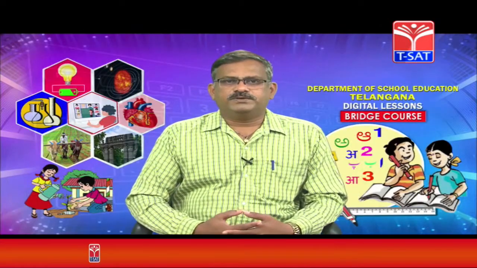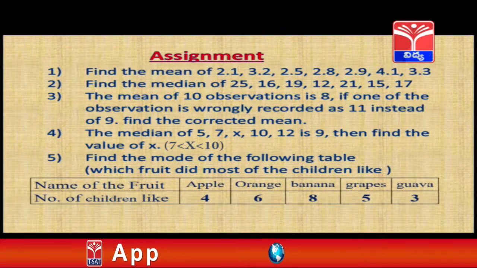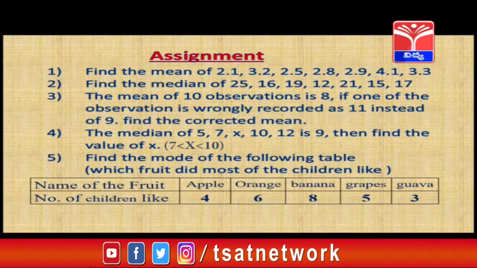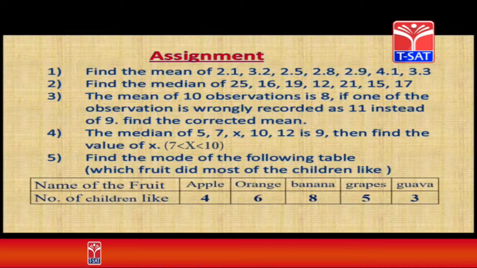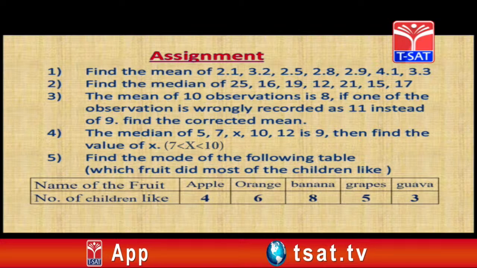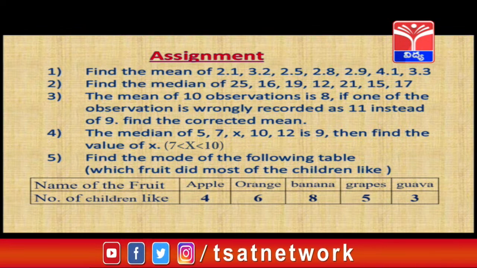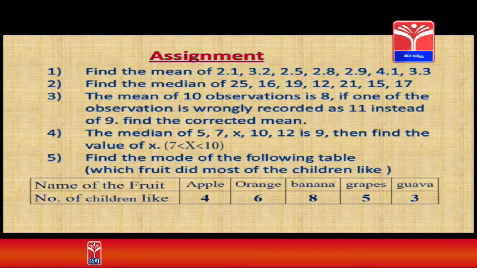Children, here is an assignment for you. Find the mean of 2.1, 3.2, 2.5, 2.8, 2.9, 4.1, 3.3. The second question is median, find the median of 25, 16, 19, 12, 21, 15, 17. The third one is, the mean of 10 observations is 8. If one of the observations is wrongly recorded as 11 instead of 9, then find the corrected mean. The fourth question is, the median of 5, 7, x, 10, 12 is 9, then find the value of x. Find the mode of the following table. You can see the table and tell me what is the mode of this particular, right.